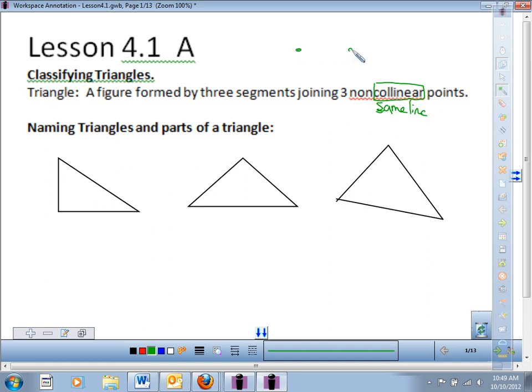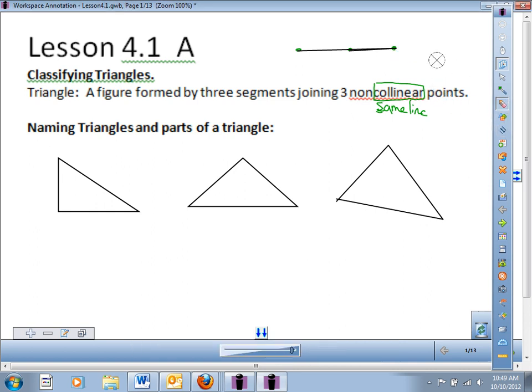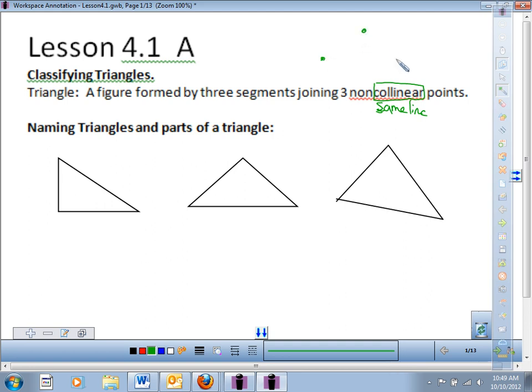The reason being is if I have three points that are on the same line, I cannot draw a triangle through those three points because all my sides would lie on top of each other. So what we need is three points that are not on the same line, that are non-collinear. Then we can connect those three points easily with three segments, and those segments, when put together, would form a nice pretty triangle.